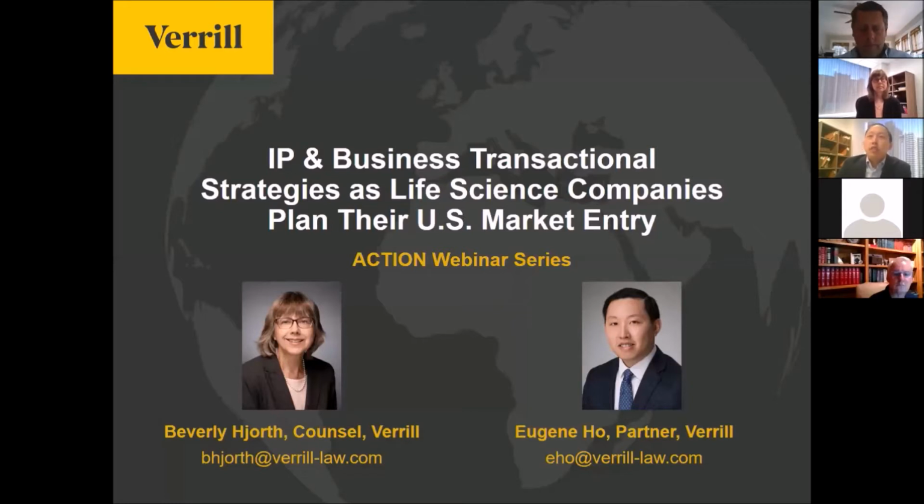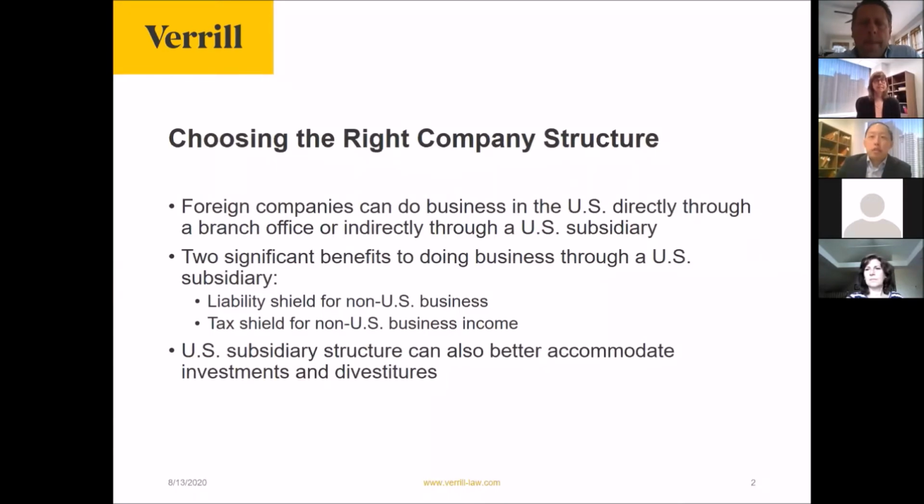The topic of our presentation today is IP and business transactional strategies as life sciences companies plan their U.S. market entry. I'm going to be focusing on the business transactional strategies part of this presentation, and then my colleague Beverly will follow and tackle the IP strategies part. Specifically, I'm going to be addressing three topics: choosing the right company structure, choosing the right jurisdiction of formation, and then navigating CFIUS, or the Committee on Foreign Investment in the United States. So with that, let's jump right in.